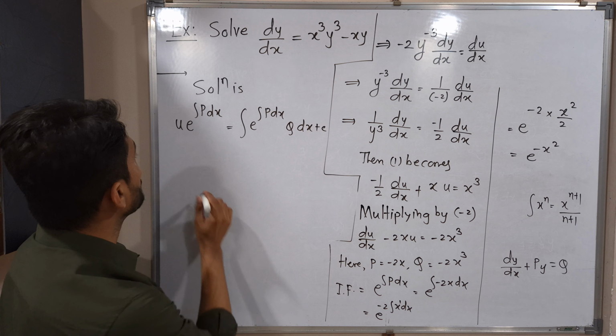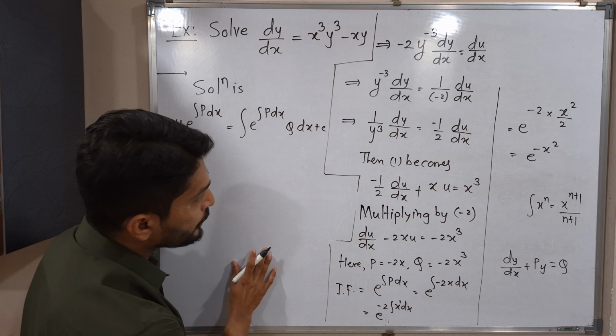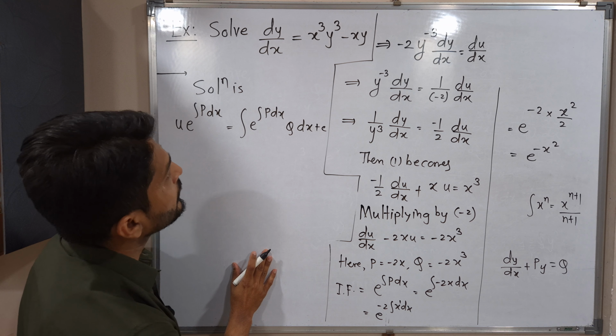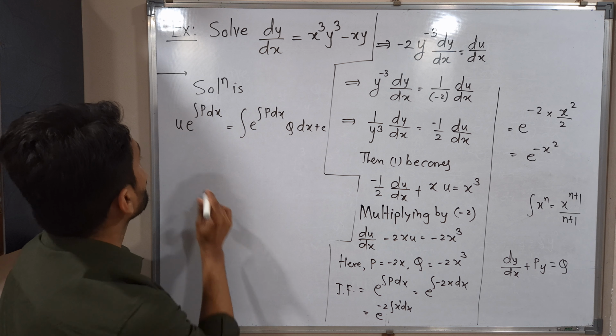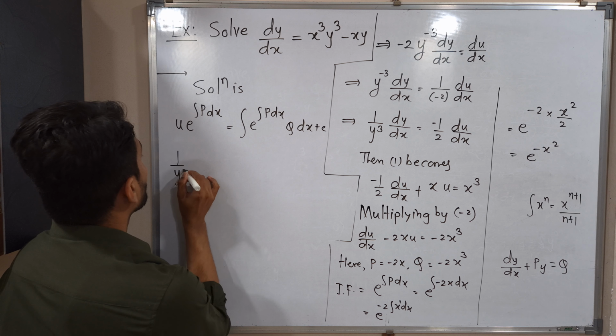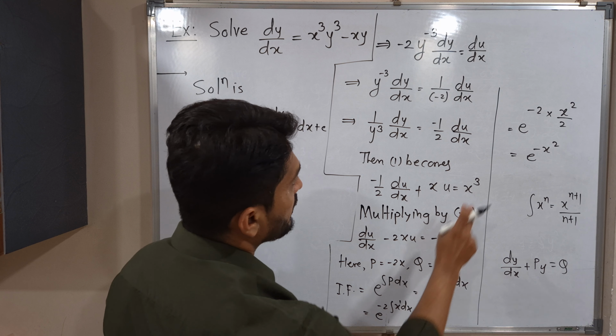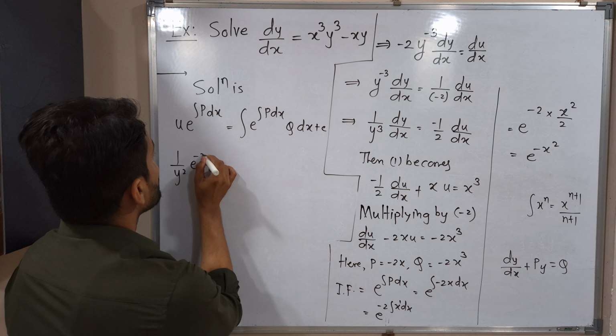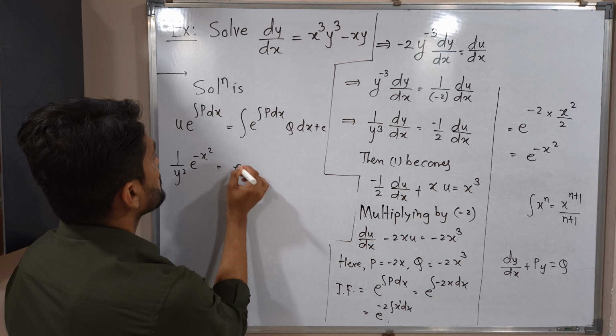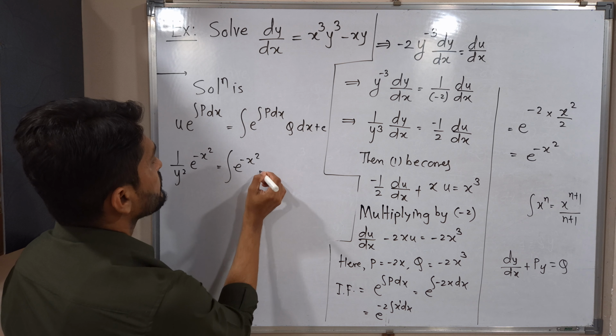So let us put in the values. What was our u? I think it was 1 upon y square. So 1 upon y square times e raised to integration p dx, whose value we have calculated, which is e raised to minus x square. What is my q?